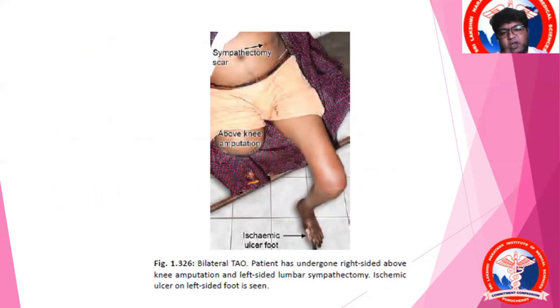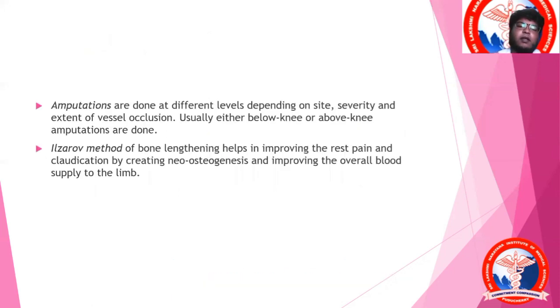This is an image where the patient has undergone a right-sided above knee amputation. The left foot has an ischemic ulcer, and there is a sympathectomy scar on the side. Amputations are done at different levels, depending on site, severity, and extent of vessel occlusion. Usually, either below knee or above knee amputations are done.